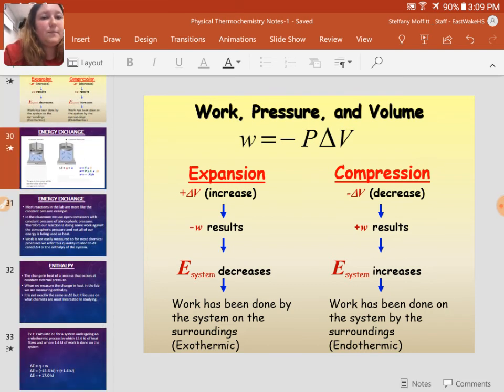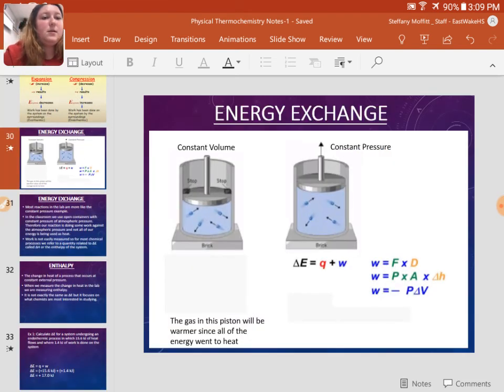So, here I see the exact same thing as before. The gas in the piston will be warmer since all the energy went into heat.